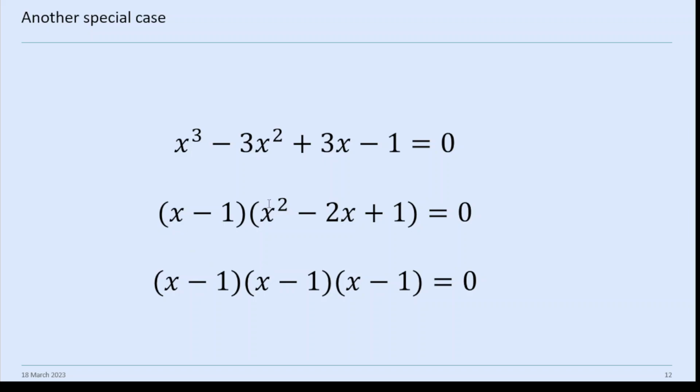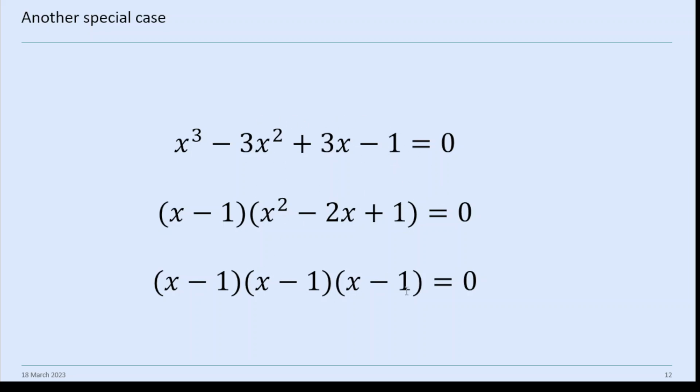So x times x squared gives us x cubed, and then we get minus 1 times x squared, and we also get minus 2x times x, which will give us minus 3x squared. Then we get x times 1 gives us an x, and minus 1 times minus 2x gives us another 2x, so we get 3x. Then on the back we get minus 1 times plus 1 is minus 1. So that's how it multiplies out.